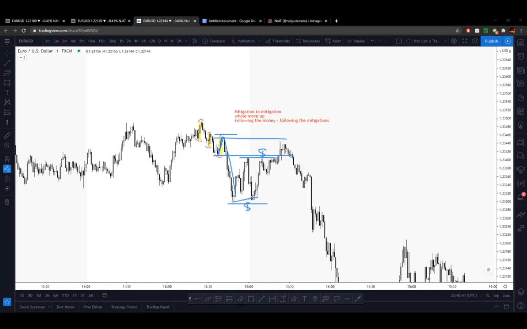And it's taken all the liquidity, let's move this, taken all the liquidity out of this range. So all the liquidity from the highs, mitigated out of the orders here from that buy to sell footprint. And then now it's going to take all the liquidity from the lows. So obviously we have liquidity down here, liquidity under here and under here. And obviously that creates some more liquidity there. But again, it's just another example of following the money, following the mitigations.